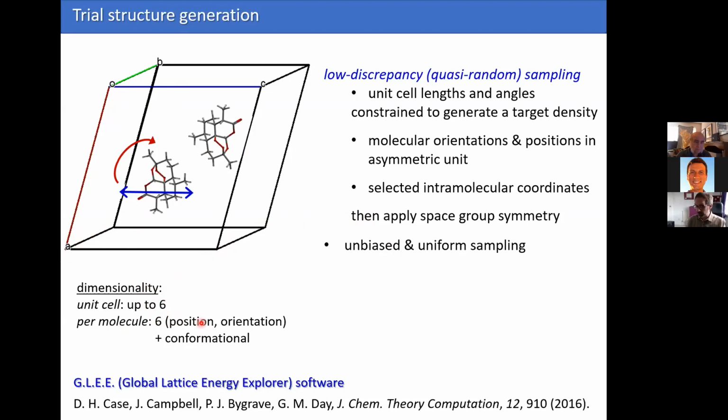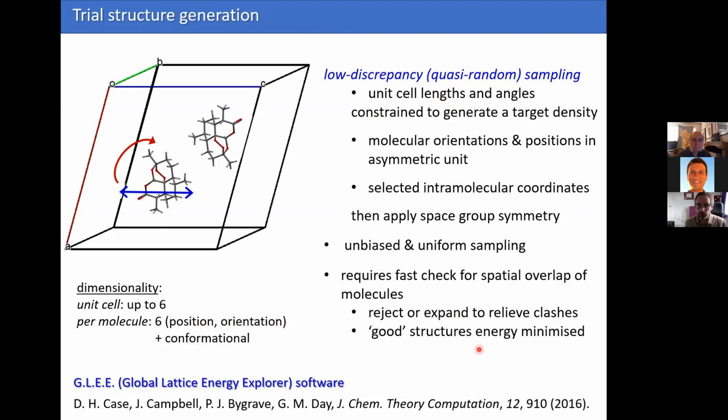If the molecule is flexible, then we may also have degrees of freedom that correspond to the geometry of the molecule itself. So we're talking about a search space which is typically, say, 12 degrees of freedom and upwards. And we're trying to find all of the local minima on the energy surface, which is the energy as a function of all of those degrees of freedom. So when we're using these quasi-random sampling methods, we're trying to sample those degrees of freedom as uniformly as possible so that we can find the local minima across that whole surface in an unbiased way.